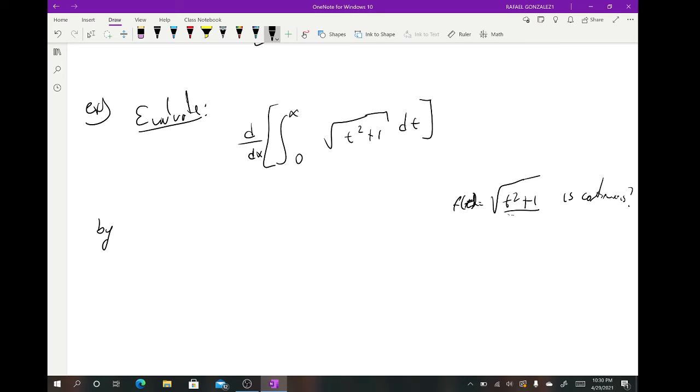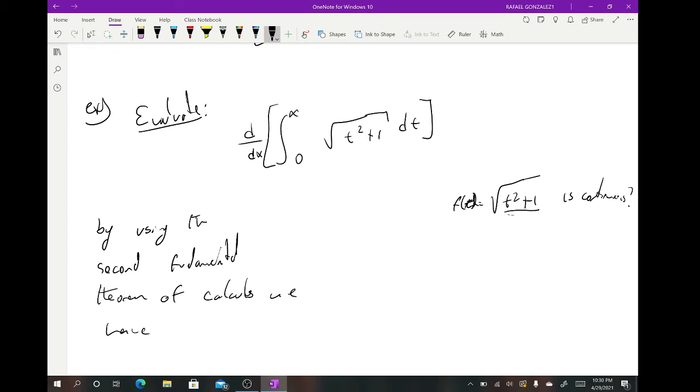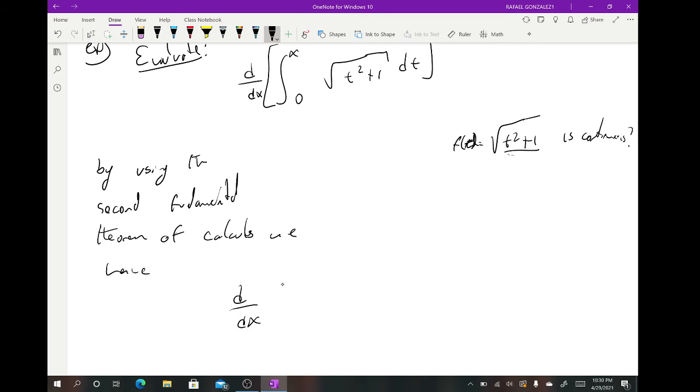So by using the second fundamental theorem of calculus, we have the following: d/dx of the integral to x of the square root of t squared plus 1 dt is equal to the square root of x squared plus 1. That's going to be your solution. It's a straightforward application because it's continuous.